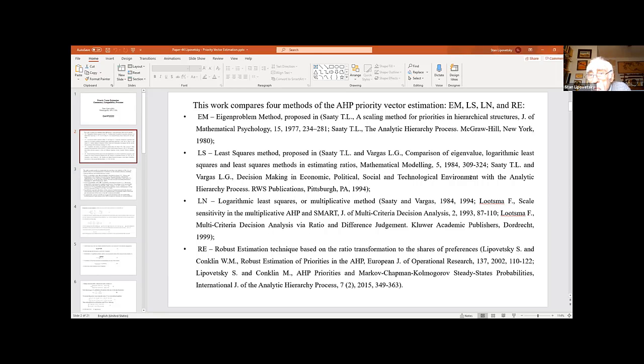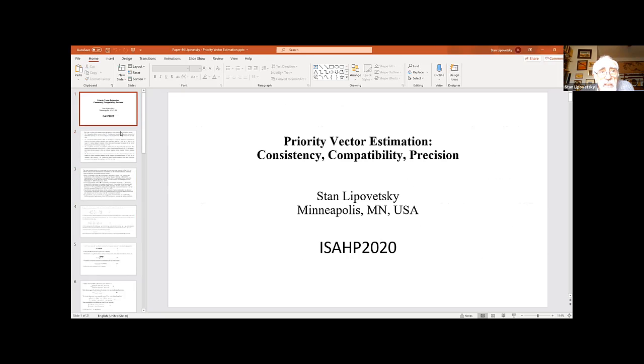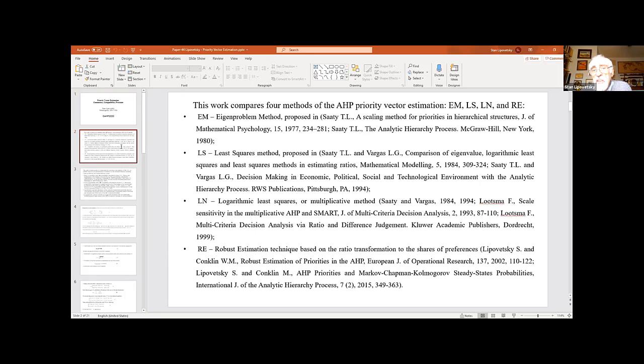Here you can see that work of 84. Also logarithmic least squares, also called the multiplicative method, also Saaty and Vargas, and proposed also by Lootsma. And a technique called here robust estimation.